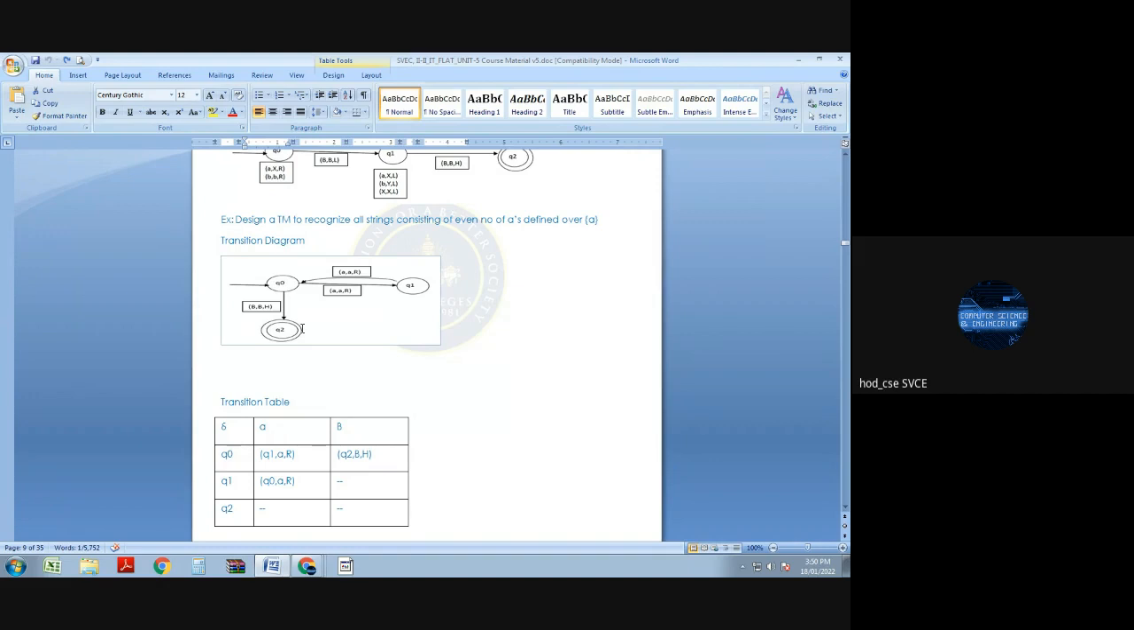There are three states, Q0, Q1 and Q2. Q0 is the initial state. Q1, by taking A as input, is moving to the right hand side. And then when you give A for Q0, we can have this transition diagram.